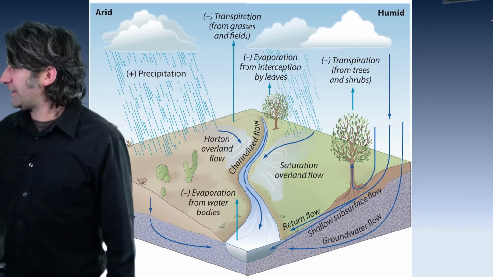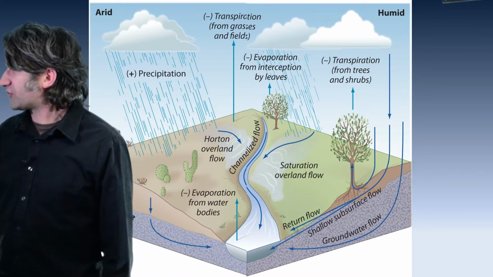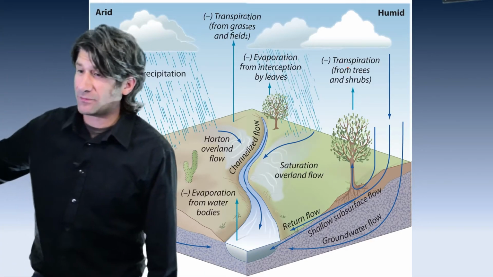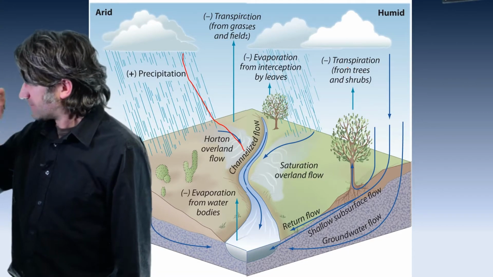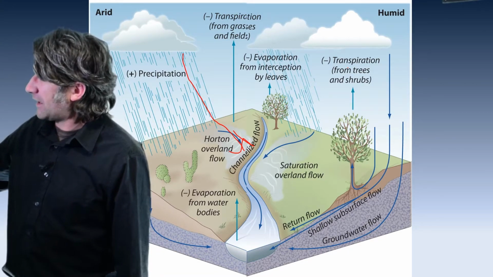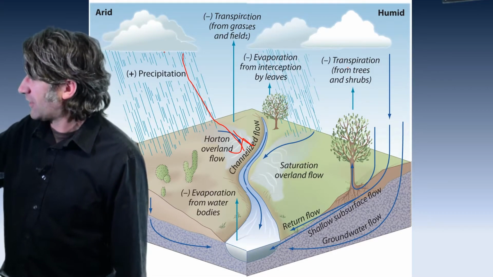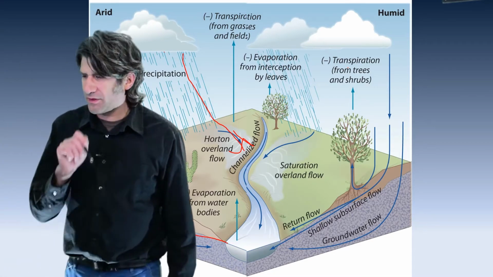So humid here, we looked at this. In an arid region, we're going to have less transpiration as we have less vegetation, and we're going to have that precipitation, and we'll end up generating overland flow again. And potentially, as it rains less in the arid regions, what we have is a disconnect between the surface and the water tables beneath the surface.